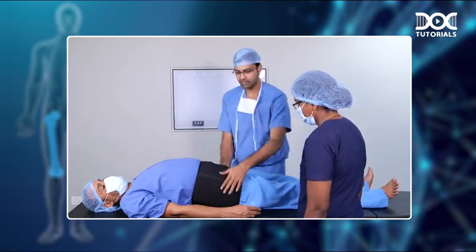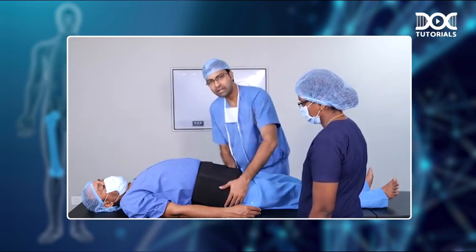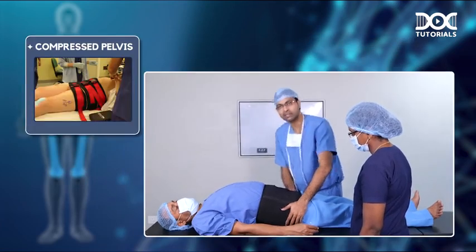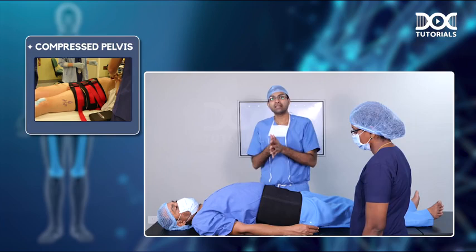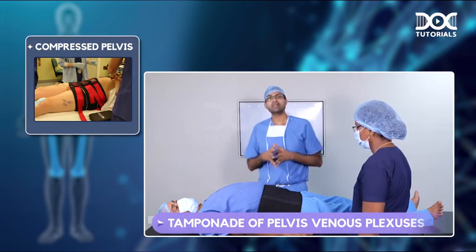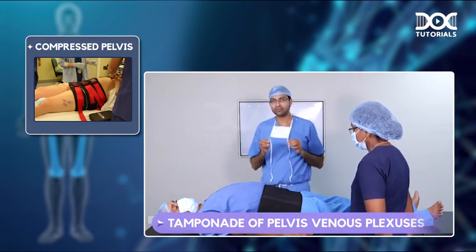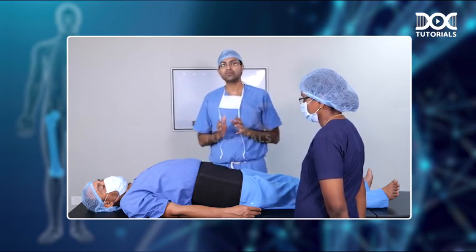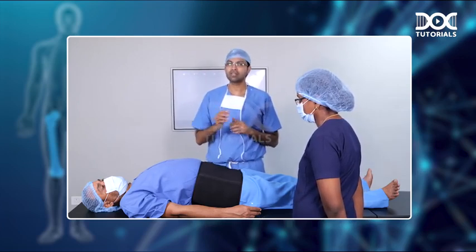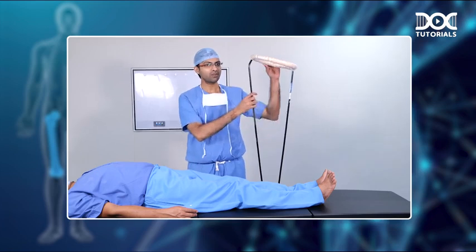This is how you apply the pelvic binder. Now you can see that the pelvis is nicely compressed. So this will compress the opened up pelvis and this will cause the tamponade of the pelvic venous plexuses and this will stop the bleeding. So remember, this is one of the first steps that you have to do whenever you get a patient with a pelvic fracture.